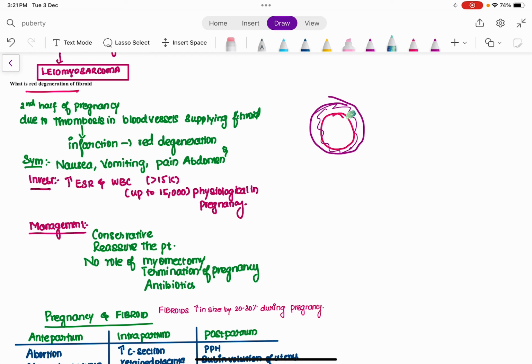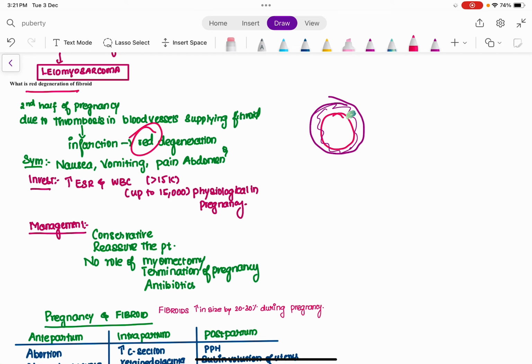Decrease in blood supply could result in infarction, and further it will result in red degeneration, where the size of the fibroid is going to shrink. So because of the thrombosis, which is going to result in infarction and decreased blood supply to the fibroid during pregnancy, the fibroid is going to degenerate or shrink, which is called as red degeneration of the fibroid. But at the same time, during pregnancy, fibroid can actually grow and develop. Clear?